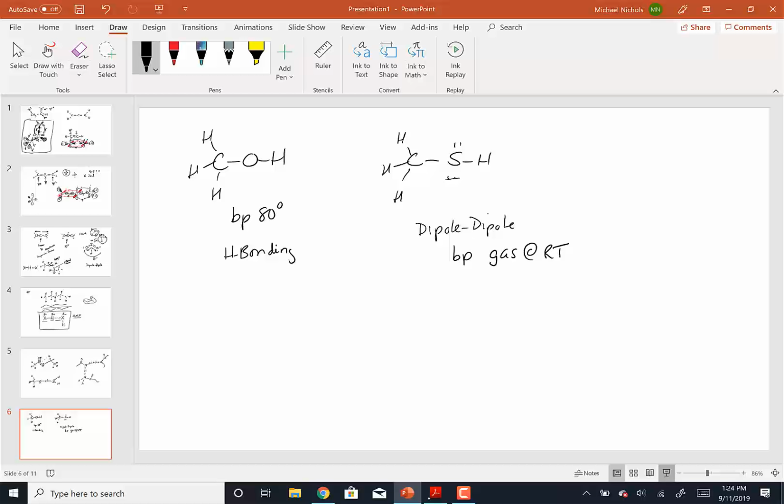So one's a liquid, one's a gas. Why? The liquid has stronger intermolecular forces. Why? Because oxygen can form a hydrogen bond and sulfur can't. So that's a practical example of a difference between oxygen and sulfur. Even though they're right above or underneath each other on the periodic table, one hydrogen bonds, one doesn't. And that makes a huge difference in their compounds.